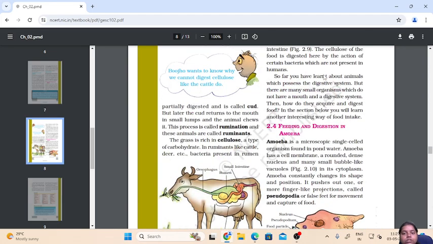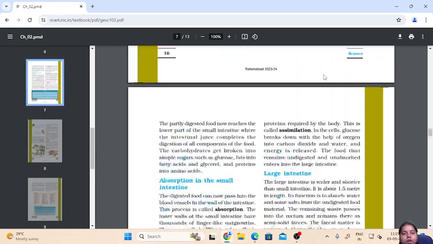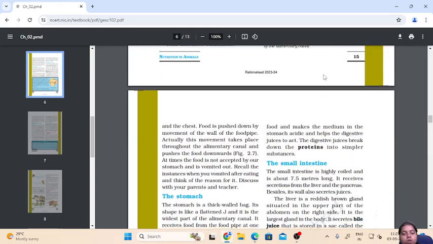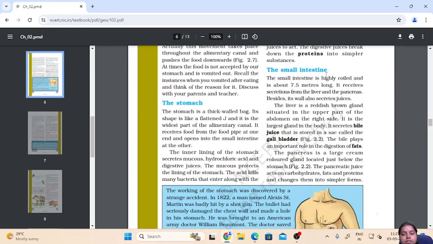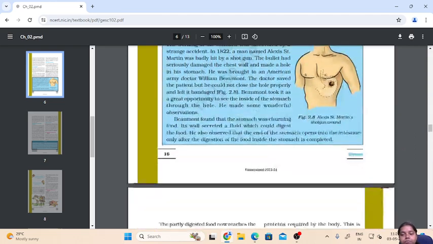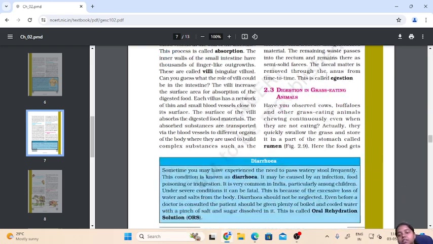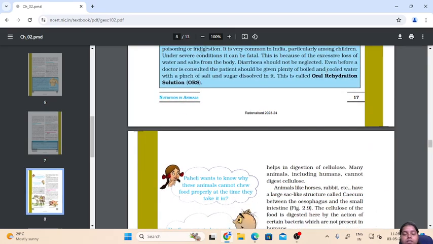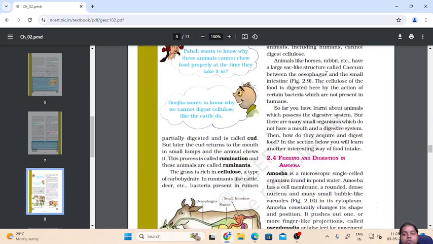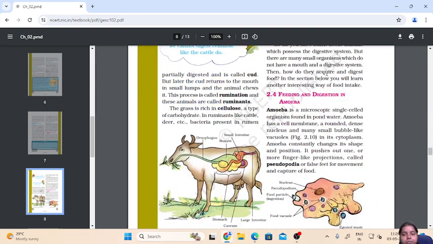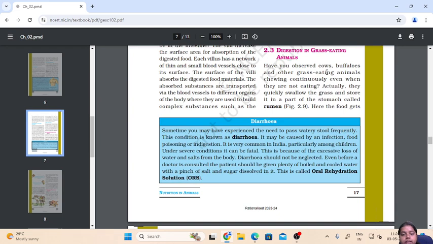So understood? In today's chapter we studied the stomach, then the small intestine and the juices it secretes, the liver and the pancreas, what the gallbladder is, then how absorption takes place in the small intestine, then the large intestine, and digestion in the animals which are called ruminants, that also we have seen. Correct? Okay, one more thing.